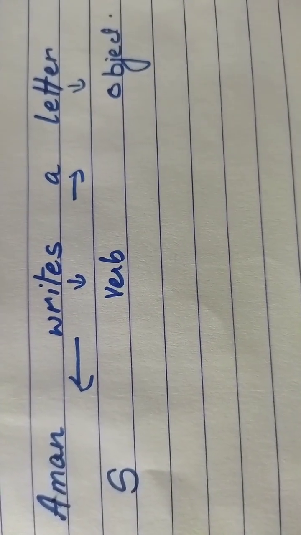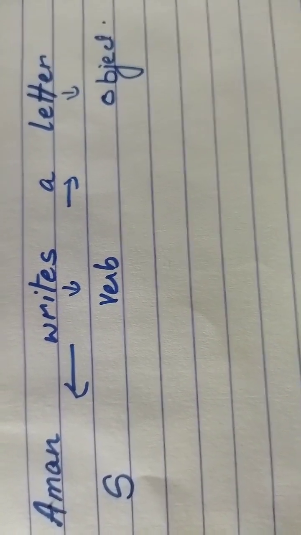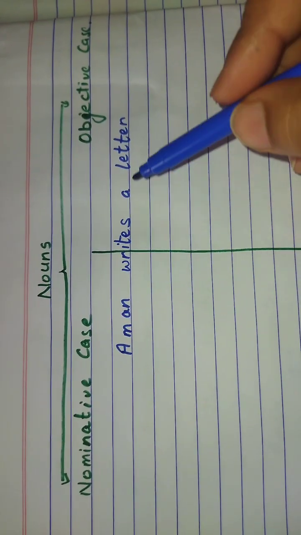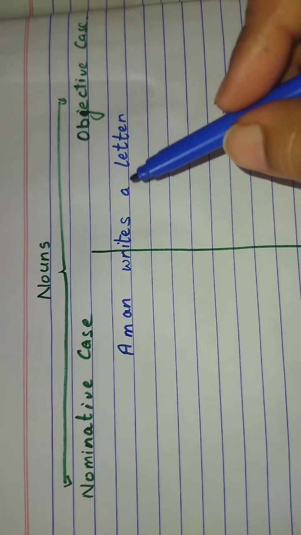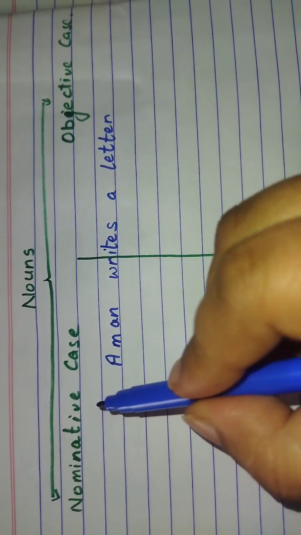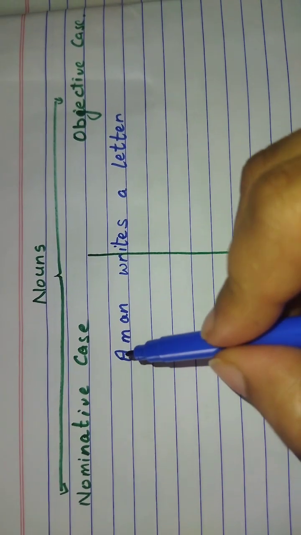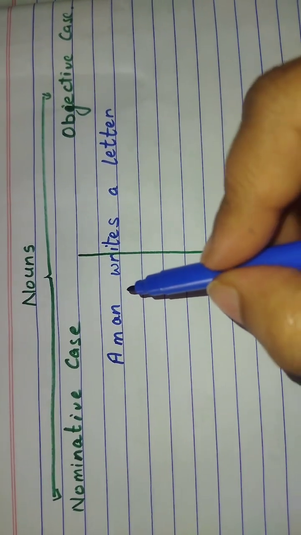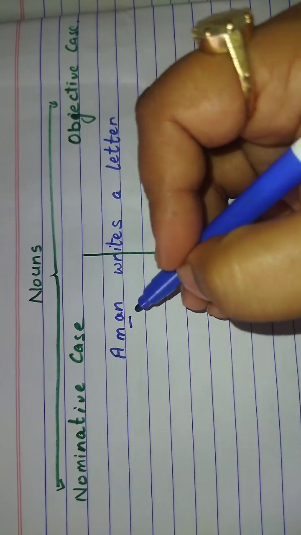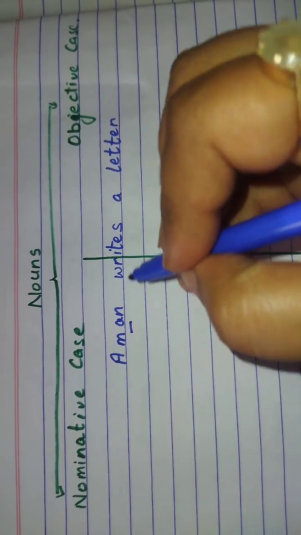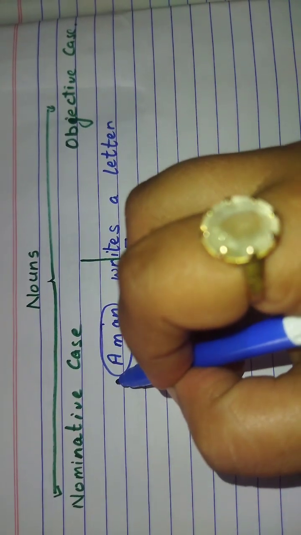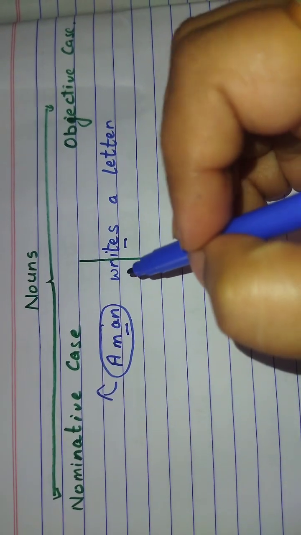Now we'll study about the nominative case and the objective case of a noun. As we took this example, Aman writes a letter, I've written this example here again. Now, what is the nominative case? When a noun stands as the subject of the verb. What is the subject here? Aman. And this subject is for the verb writes. So this noun is said to be in the nominative case.